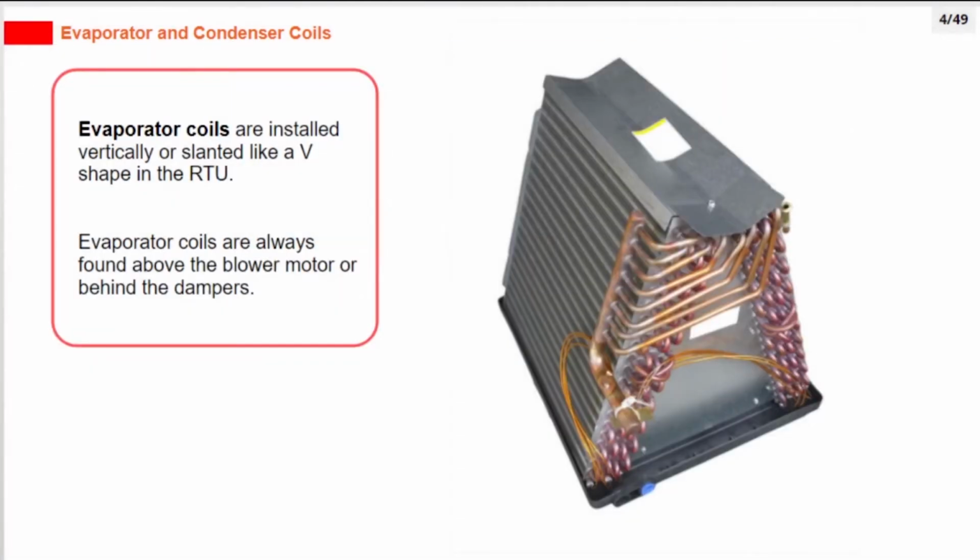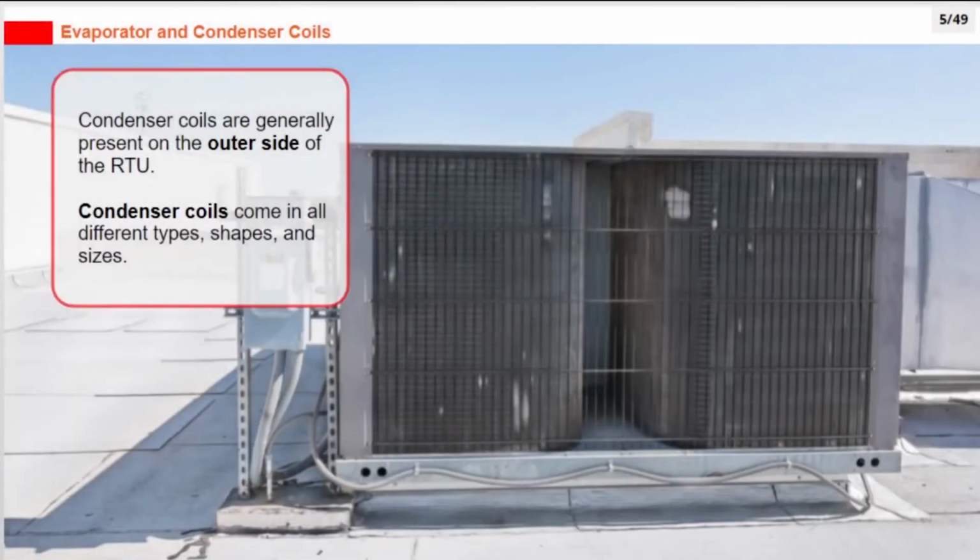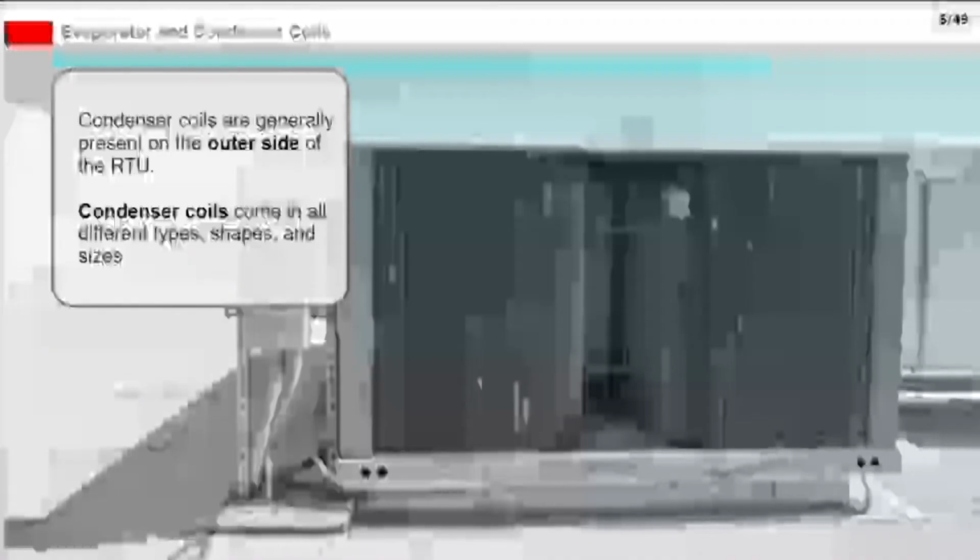Evaporator coils are installed vertically or slanted like a V-shape in the RTU. Evaporator coils are always found above the blower motor or behind the dampers. Condenser coils are generally present on the outer side of the RTU. Condenser coils come in all different types, shapes, and sizes.